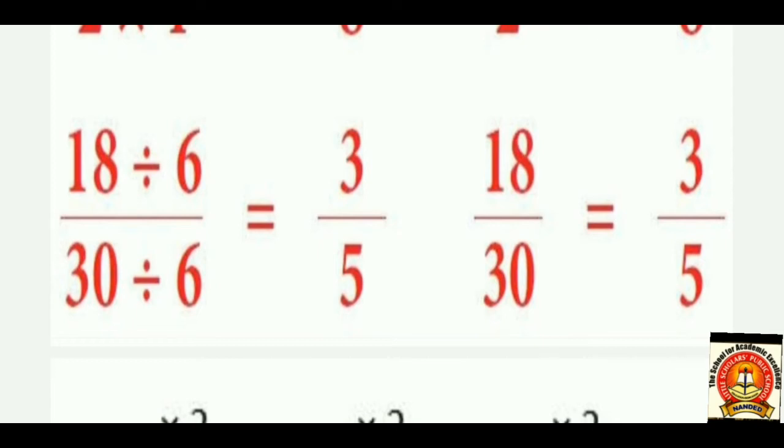18 by 30 is the fraction for which I want to get an equivalent fraction. So I choose 6 to divide by. After dividing the numerator and denominator by 6, I get 3 upon 5. 3 upon 5 is nothing but the reduced form of 18 upon 30, or the standard form, or the lowest form of the fraction, and you can call it the equivalent fraction of 18 by 30: it is 3 upon 5.